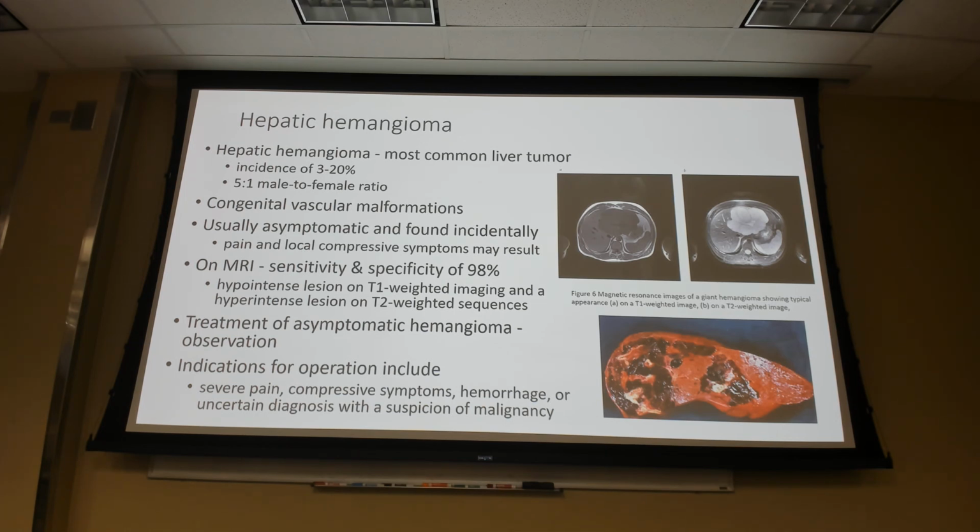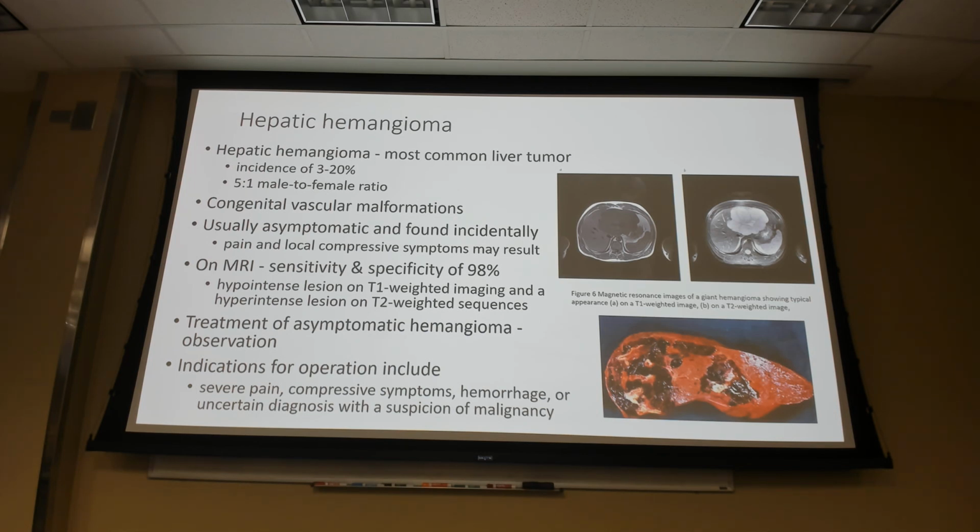The best test for it, the most sensitive and specific, is going to be your MRI. As you can see, the issue with these is they can be pretty large, so they can start to cause compressive symptoms and other issues. But they do light up very well on T2 weighted imaging on the right side there. And you can also see it on the left image with the T1.